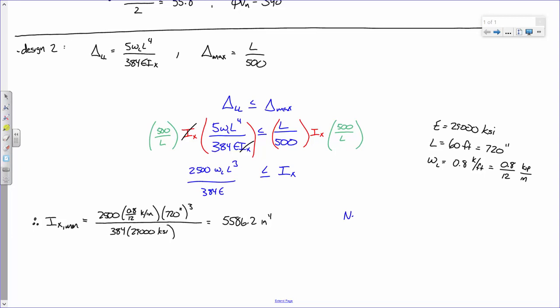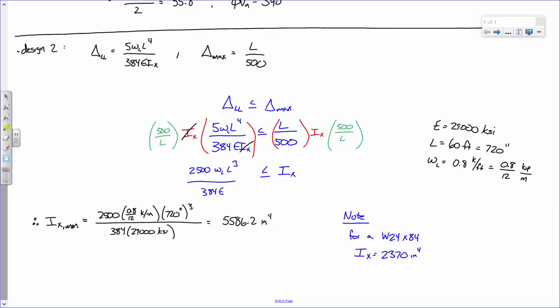So note, so let me ask you this. For this design, what governs the design? Is it the moments or the deflections? What's the driving force behind what beam we're going to pick? The deflections, okay? So we're going to find that this beam probably has phenomenal shear or phenomenal moment capacity. It's going to have phenomenal shear capacity, but it's really going to be governed by the deflections.